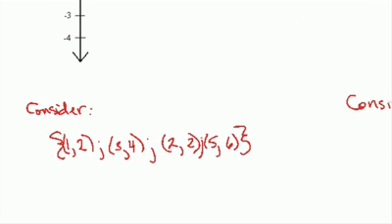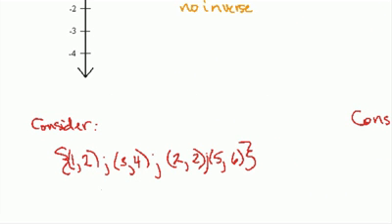Let's look at this set here. We have a few points, a few ordered pairs, and if you look carefully, the y value of 2 has two x values, one that's a 2 and the other one that's a 1. So therefore, no inverse, not one-to-one, therefore no inverse.